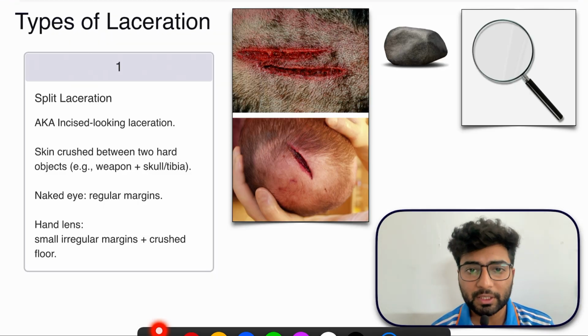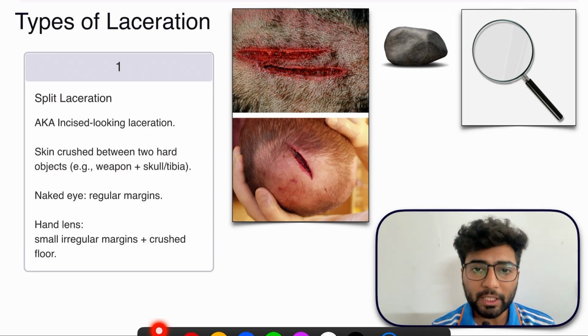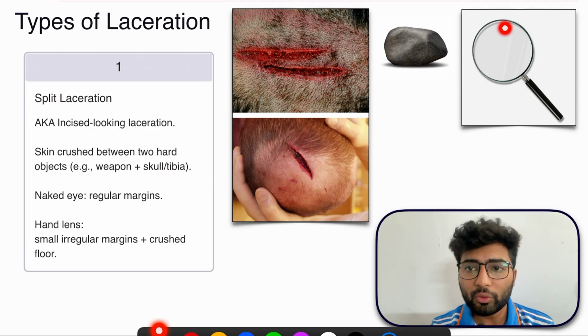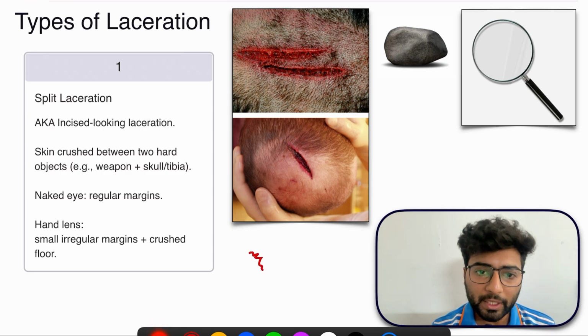See, the first laceration is incision looking laceration. Means this is a laceration, but it is looking like an incision, because here you can see that the margins are clear cut regular, but when you look with a hand lens, zoom it, then you can see small irregular margins. To the naked eye it is looking regular only. So this is the difference.